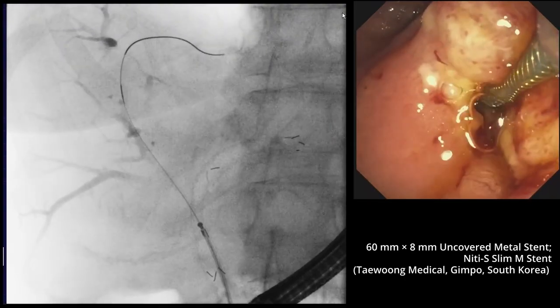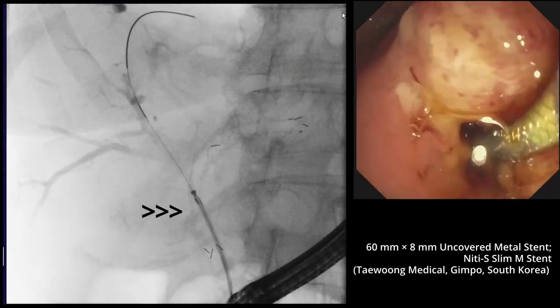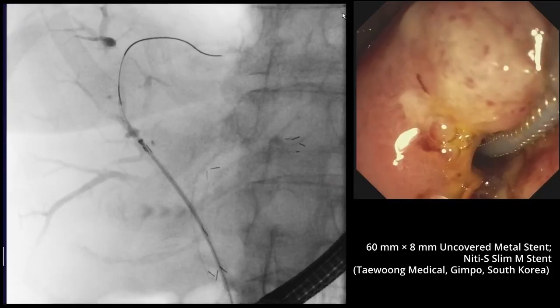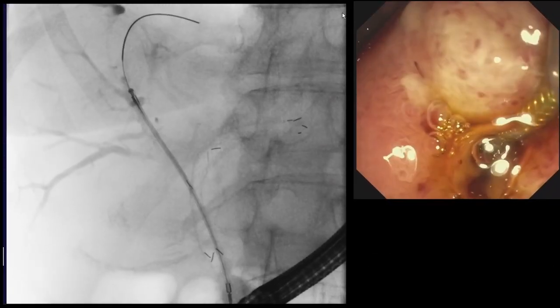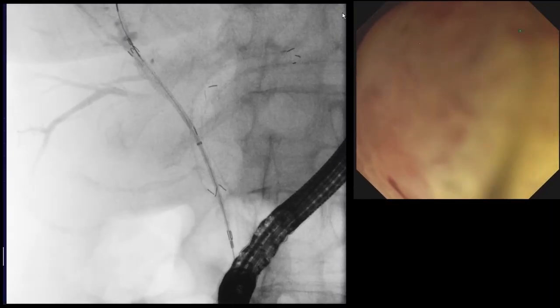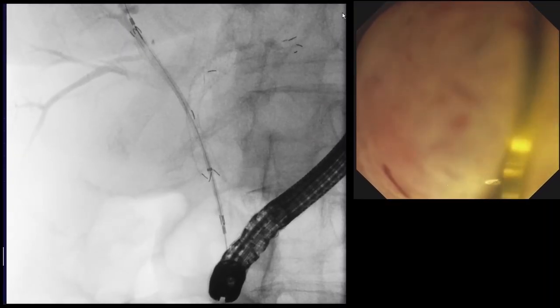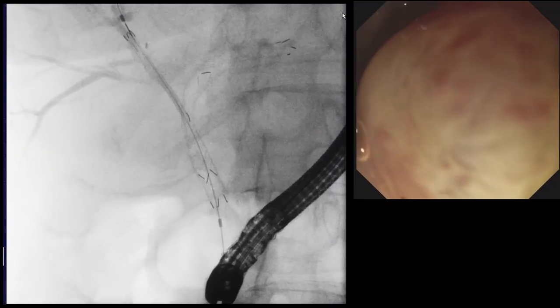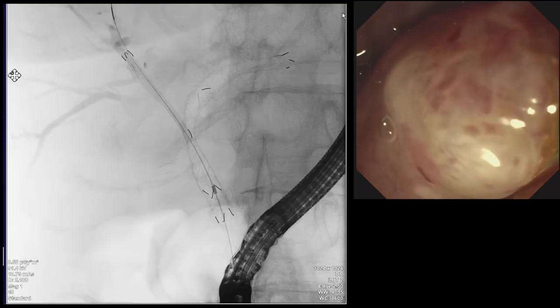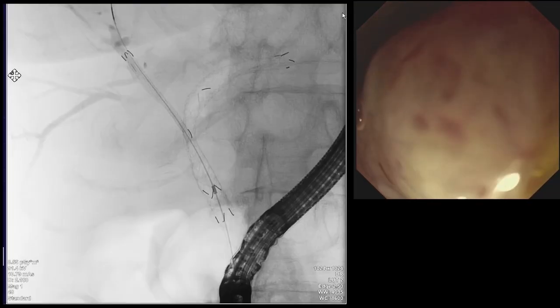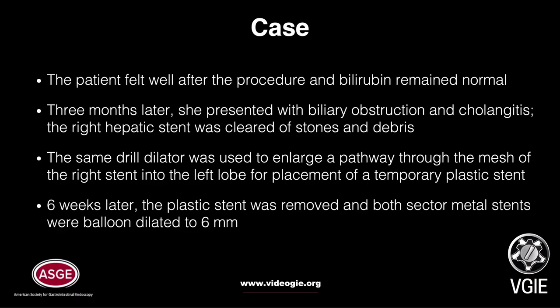After that, a second 60 by 8 mm uncovered metal stent was deployed into the right anterior hepatic duct, forming a stent-in-stent or Y configuration. Cholangiogram confirmed effective dual-sector drainage. Final image demonstrates successful stent-in-stent placement with waist formation at the level of the stricture. The patient felt well after the procedure and bilirubin remained normal.